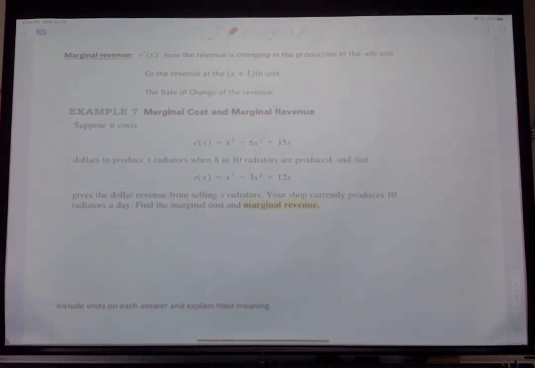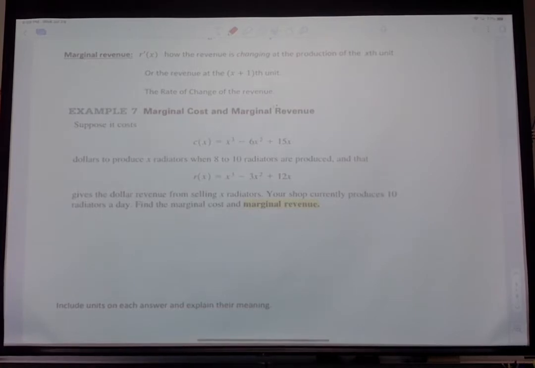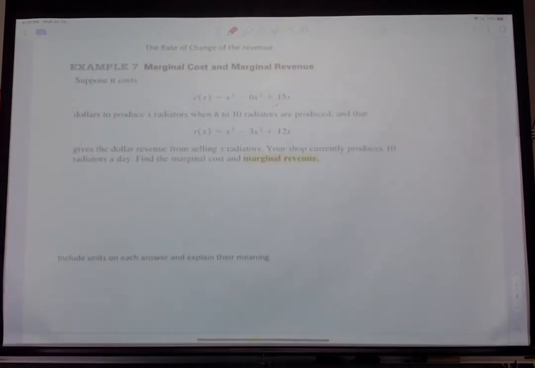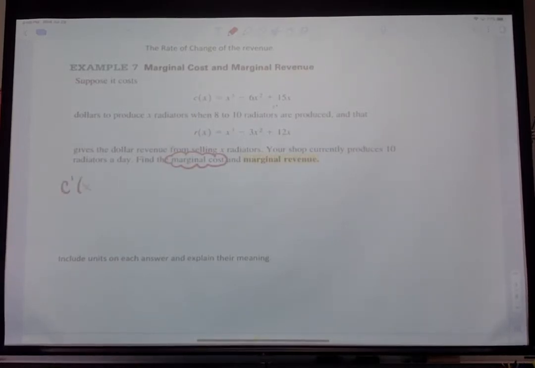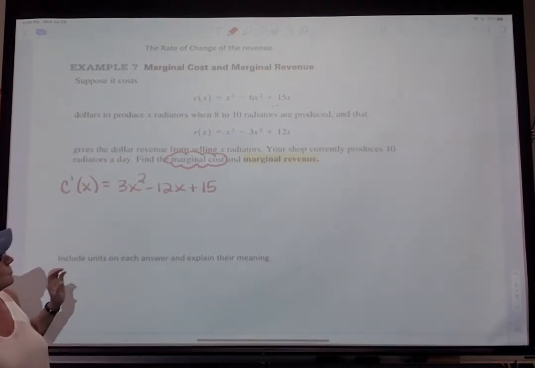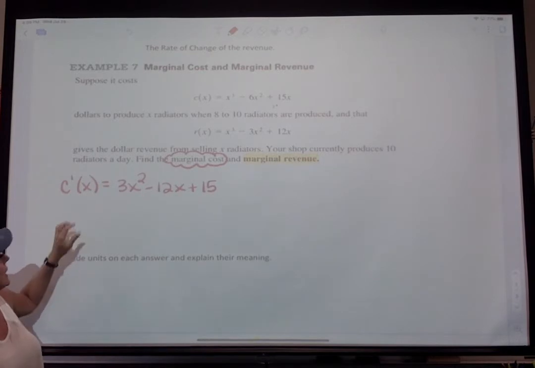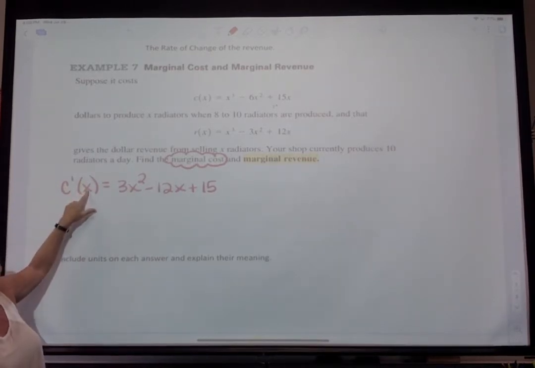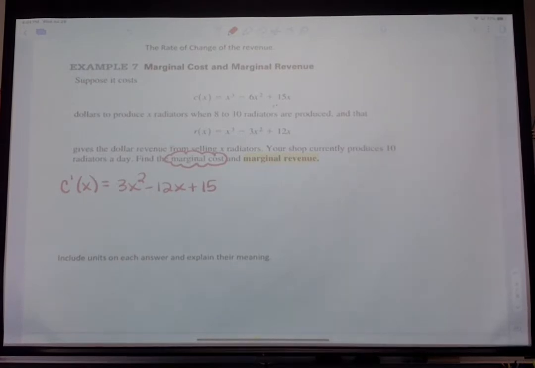So here I go. I'm going to do marginal cost. And I've got, let's see, red. I'll do marginal cost in red. So I'll go C prime is equal to 3x squared minus 12x plus 15. And then it says this is the cost for producing radiators, and find your shop currently produces 10 radiators a day. Okay, how was the cost changing at our 10th radiator? So I'll plug in 10 here.